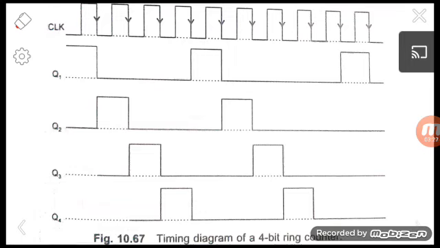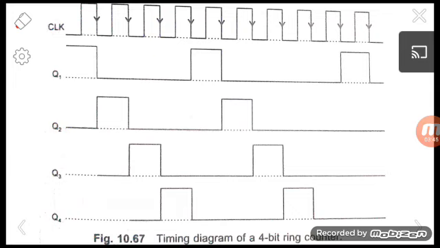Initially we consider Q1 as 1, and after the first clock pulse Q2 becomes 1, all others are 0. After the second clock pulse Q3 becomes 1, all others are 0. After the fourth clock pulse, Q4 becomes 1, all others are 0.